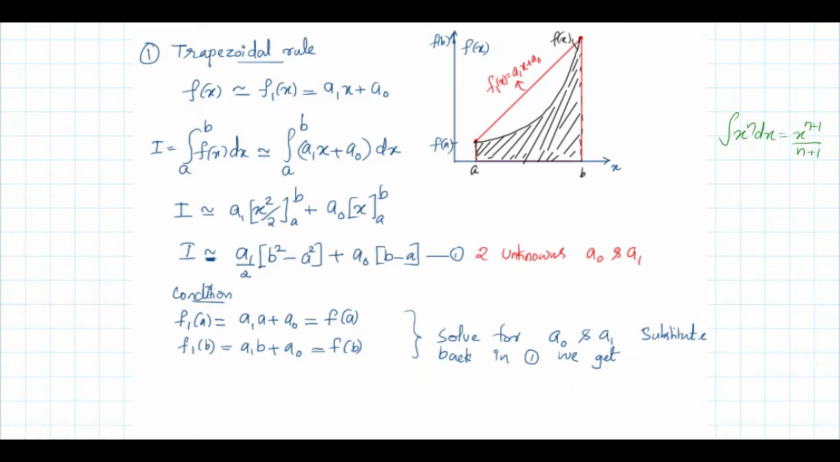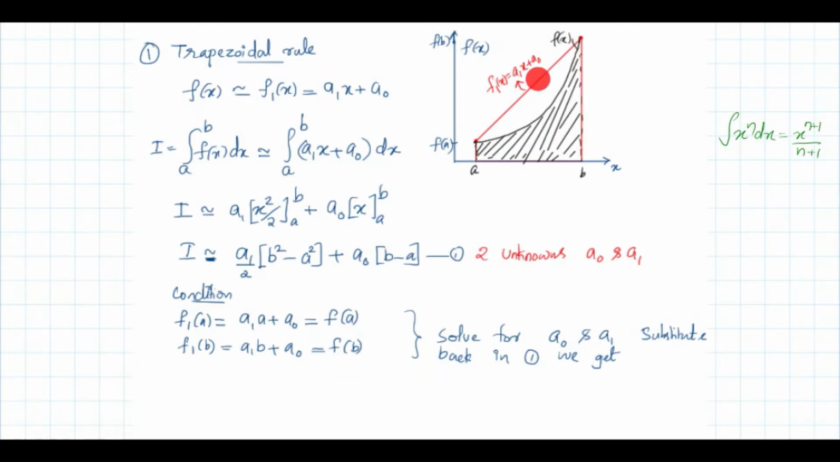Here, a and b are the limits of integration, which will be given in a question. But a1 and a0 are completely arbitrary, so we have to find these two unknowns. In order to find them, we need two equations that contain these unknowns. To get those equations, we will use the first assumption.